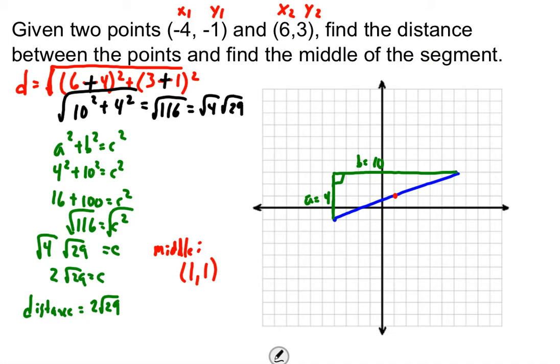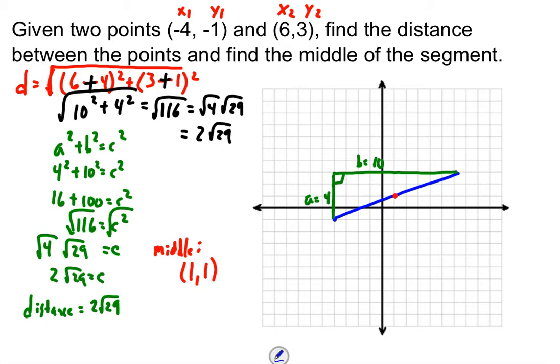116 can be broken down as 4 times 29. The square root of 4 is 2, and we're left with the square root of 29. That would be your distance, which we already figured out using the Pythagorean theorem. So you can start to see how the Pythagorean theorem and the distance formula are pretty much the same thing.